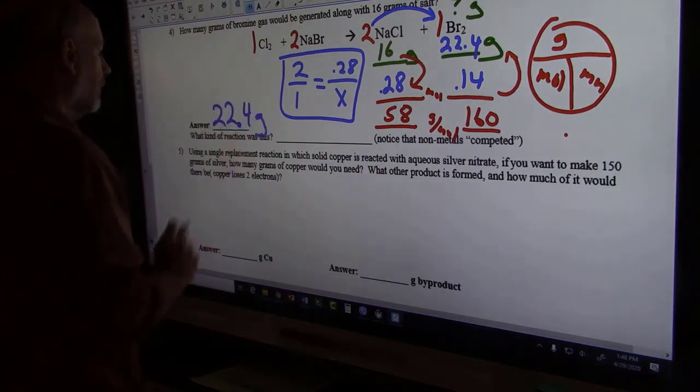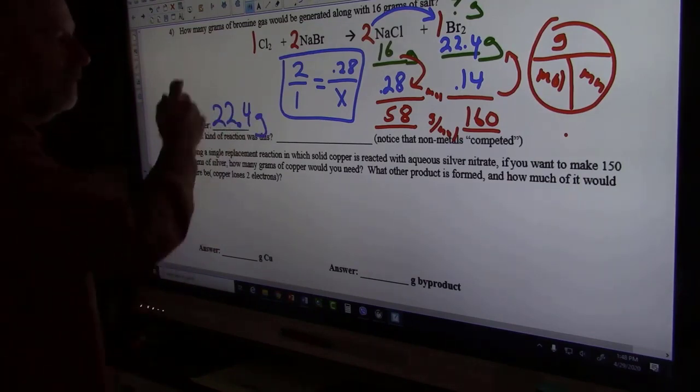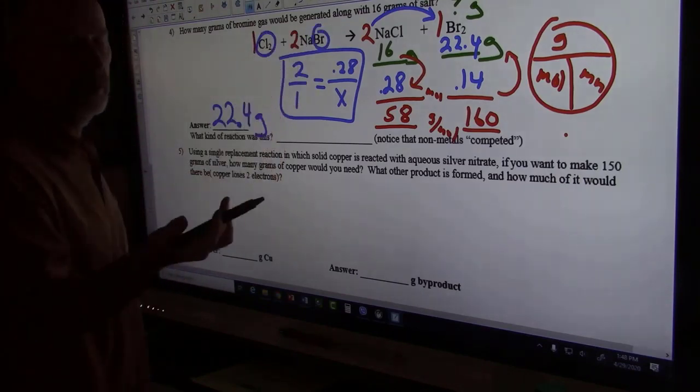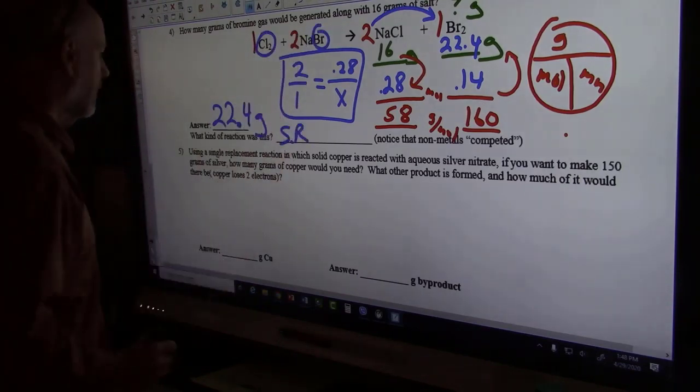22.4 grams. What kind of reaction was this? This is kind of a weird one because usually it's metals fighting with metals. In this case, it's chlorine fighting with bromine. Those are 2 nonmetals, but it's still a single replacement SR reaction.